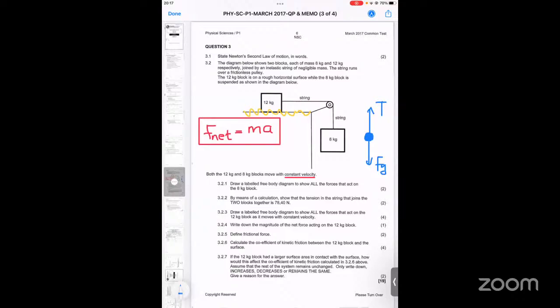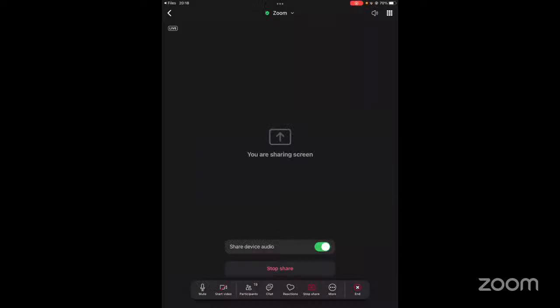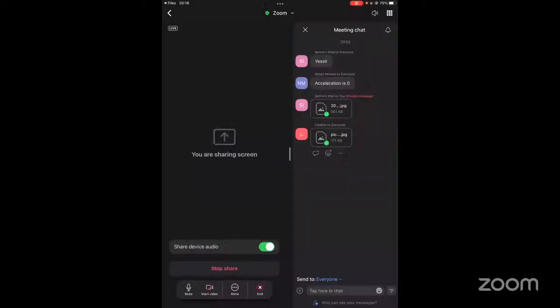Okay, so now 3.2.2 it says by means of a calculation, show that the tension in the string that joins the two blocks together is 78.4. There's another question, honorable members, that you need to very quickly look into, quickly work it out and submit.